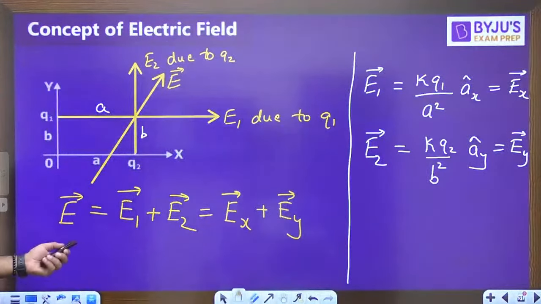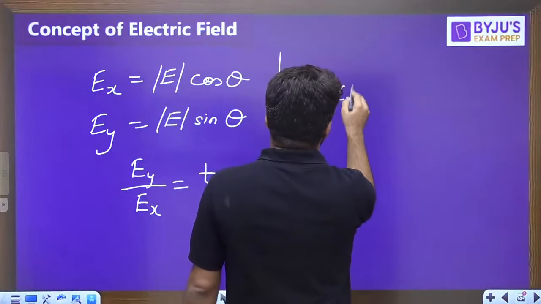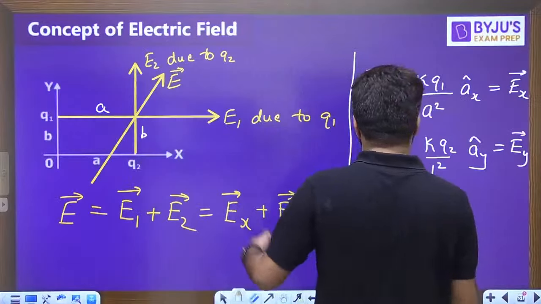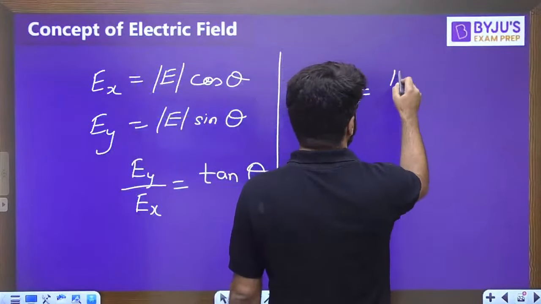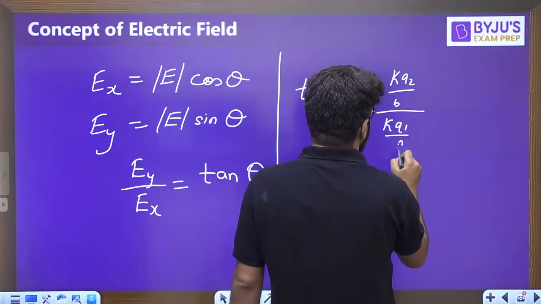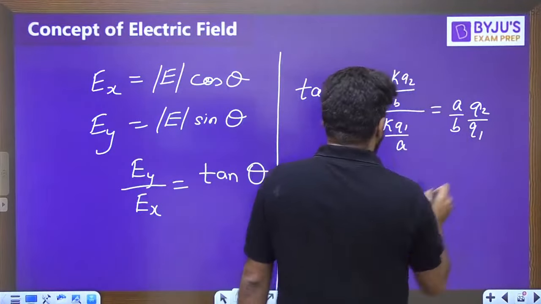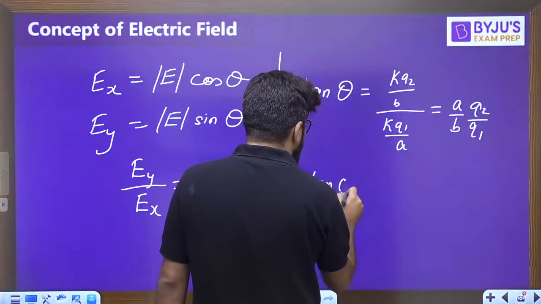Right, so I hope you have calculated this. What should be the value for tan theta here? The tan of theta will be Ey upon Ex. What is the Ey? That is K Q2 by B squared, divided by K Q1 by A squared. So that becomes A squared by B squared, Q2 by Q1. Rest is just the substitution of values.